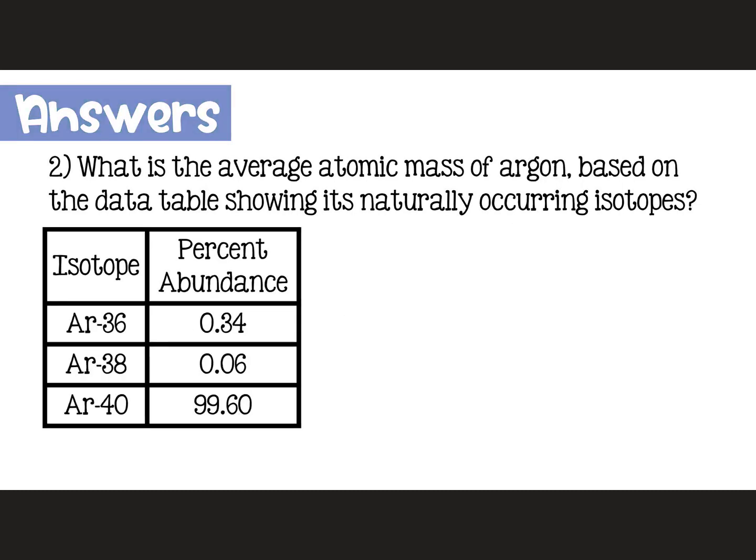What is the average atomic mass of argon based on the data table showing its naturally occurring isotopes? Now, once again, we have 3 different isotopes. We have argon 36, 38, and 40. Make sure each isotope is paired up with the correct percent abundance. So we have 36 times 0.34, we have 38 times 0.06, and we have 40 times 99.60.